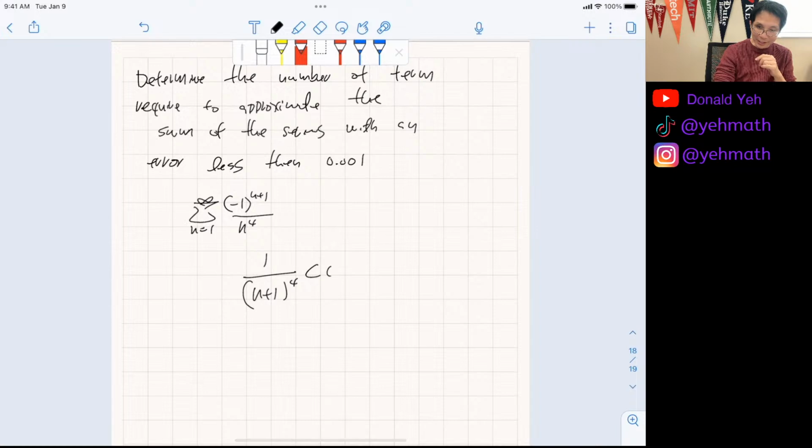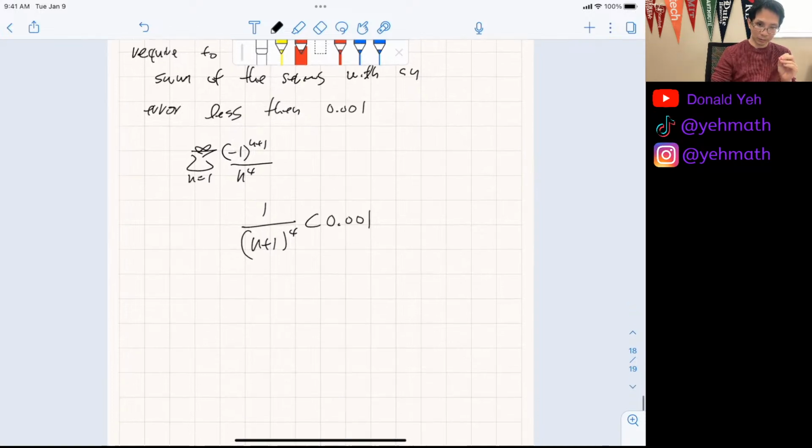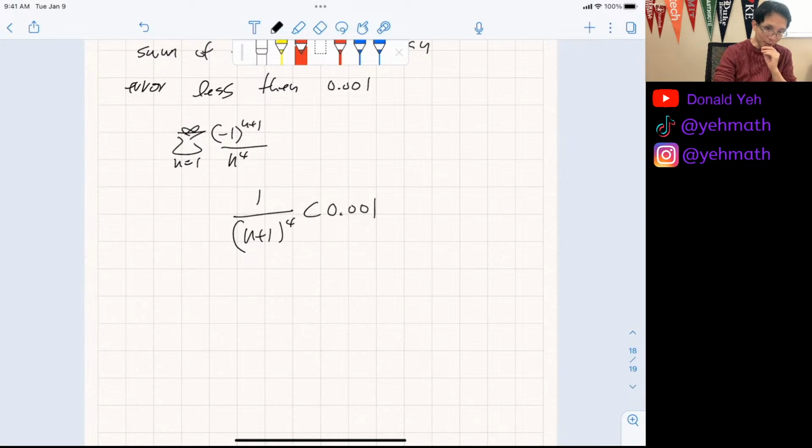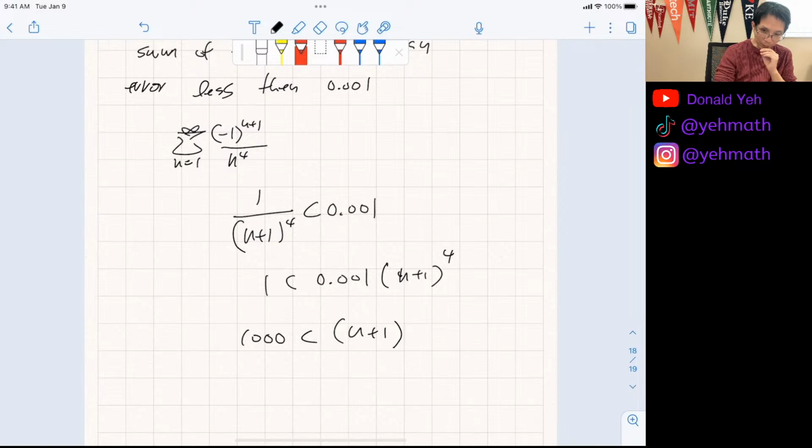And it's less than 0.001. Does that make sense? If it's less than 0.001, you got the job done. Hold on, let me finish this part. This part is actually very easy. I'm going to do 0.001 times n plus 1 to the 4th, and divide it over. So 1,000 is less than n plus 1 to the 4th.